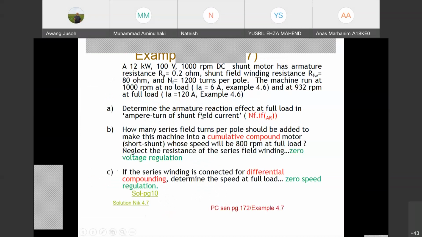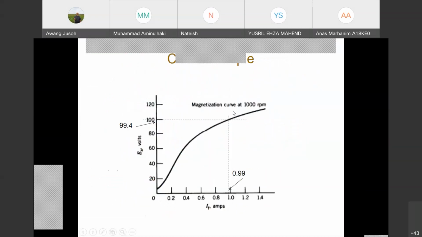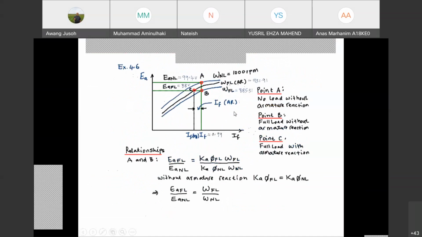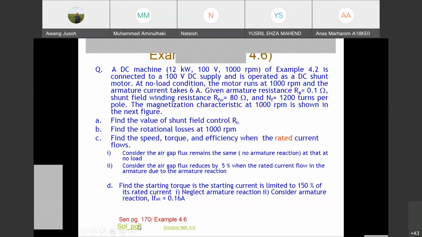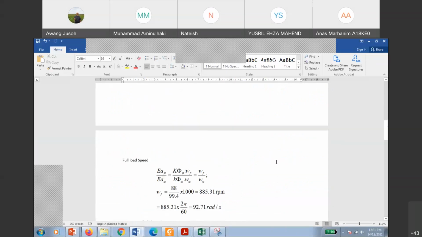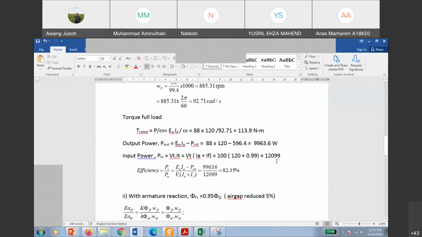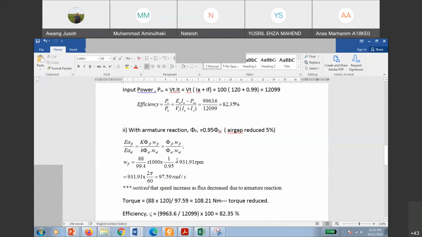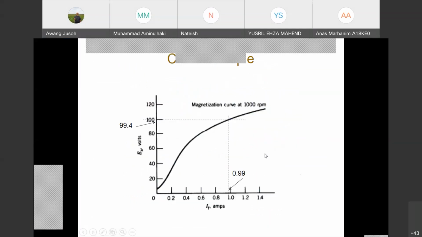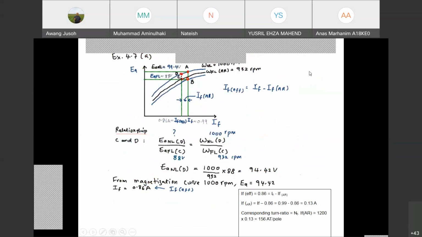Based on the previous example, we have calculated already the 932. You can see here the speed. This one, 932. This speed happened with armature reaction just now. So we use this speed. Okay, we use this speed. I hope you can follow me.